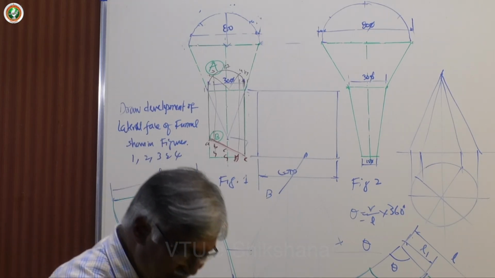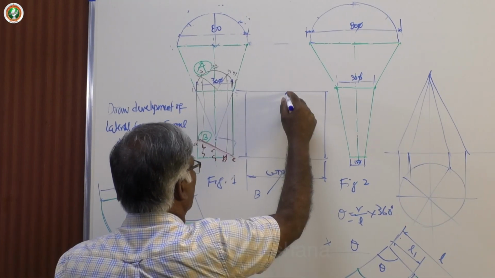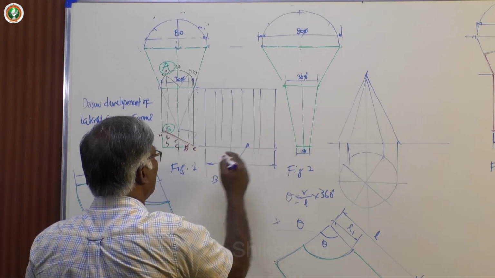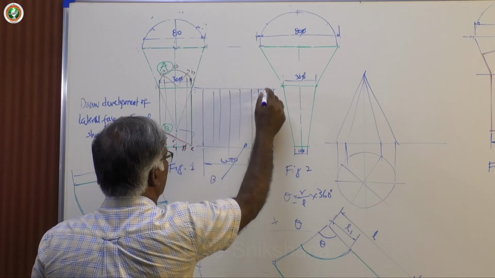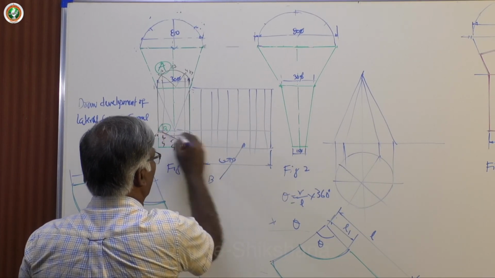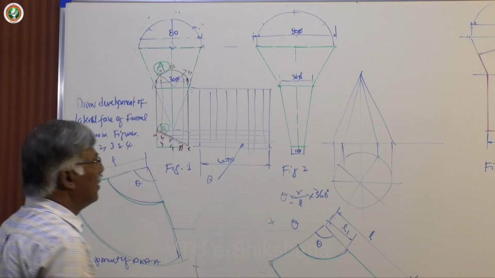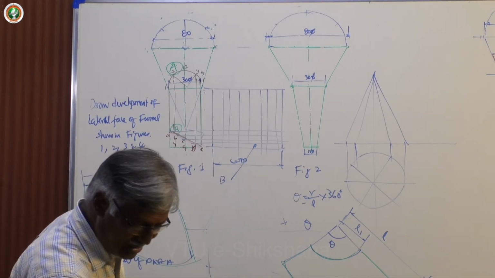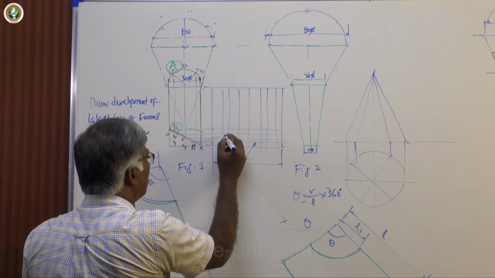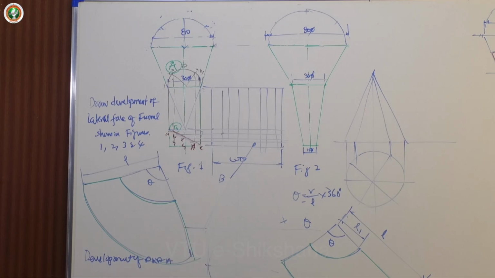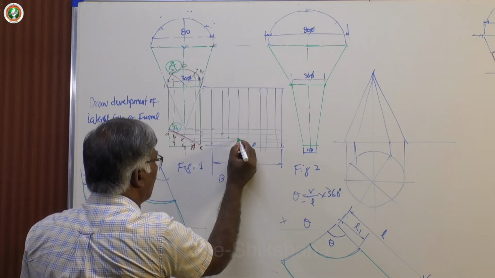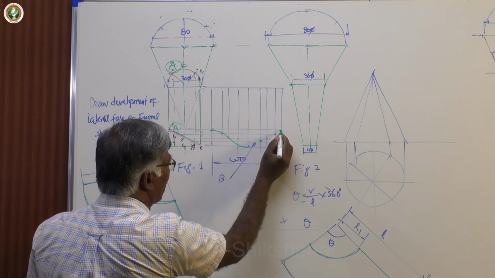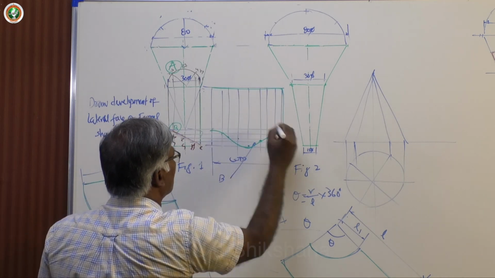Then divide this into 8 equal parts with suitable means. So you can have the parallel method or whatever. 1, 2, 3, 4, 5, 6, 7, 8. Now project all these points. So here is the starting point, because here the section plane starts. 1, 2, 3, 4, 5, 6, 7, 8, 9. Now draw a smooth curve. You get the development.